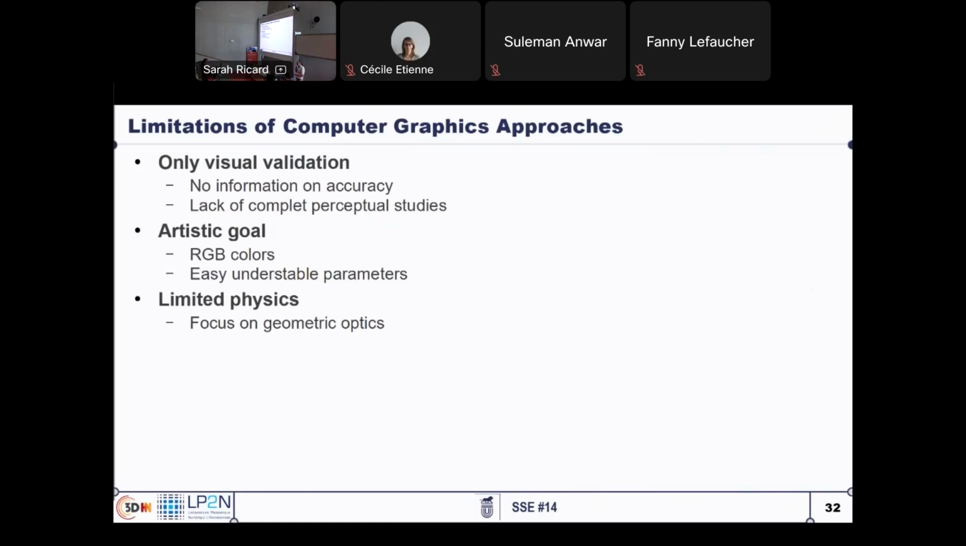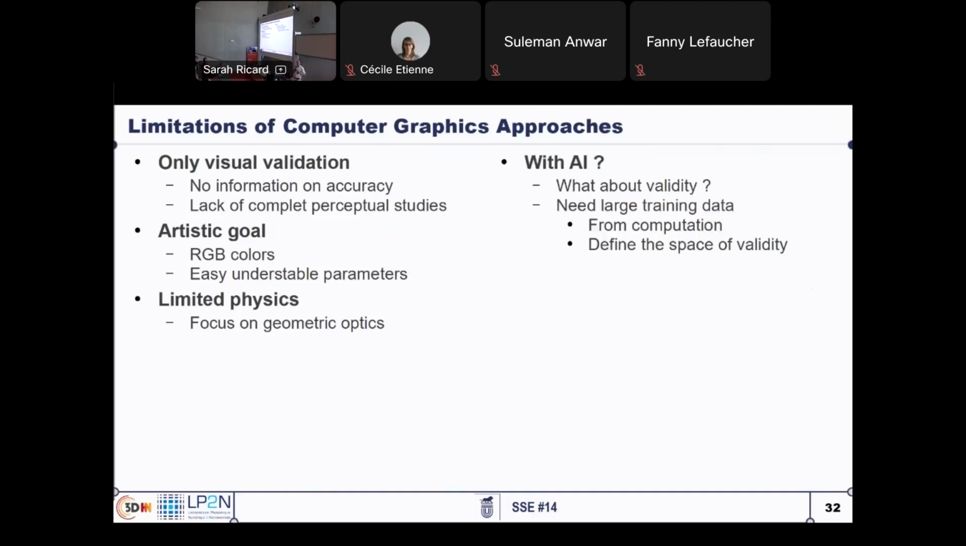So we interpret pretty images that look like what we expect, but not necessarily like reality. They have an artistic goal. All the parameters that we have for the MERL database are mostly understandable by artists, more than physically based or biologically based. And there is a lot of physics that is not present in the model. When we add artificial intelligence to it, the validity is questionable, mostly because it comes from the database used for training.